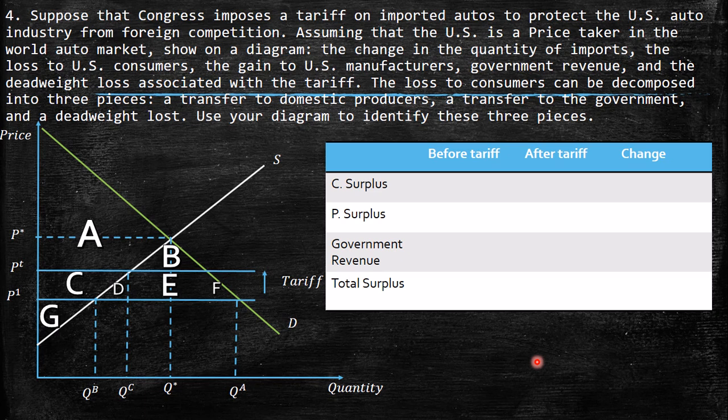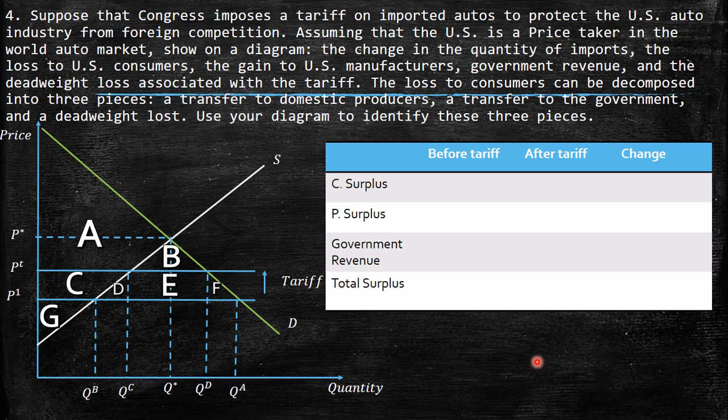They can produce, instead of QB, they will produce QC. And on the other side, the consumers will be worse off, because they cannot buy the autos at price P1. They have to pay PT. So this is going to be QD. So you notice here that the imports are going to be reduced.